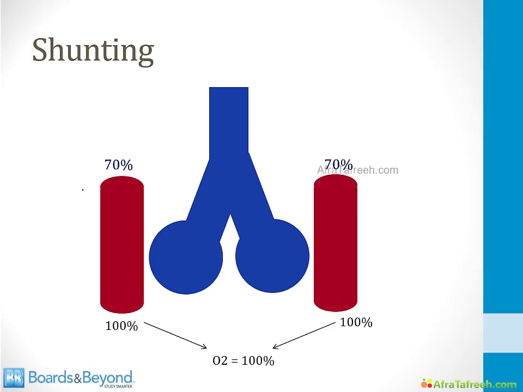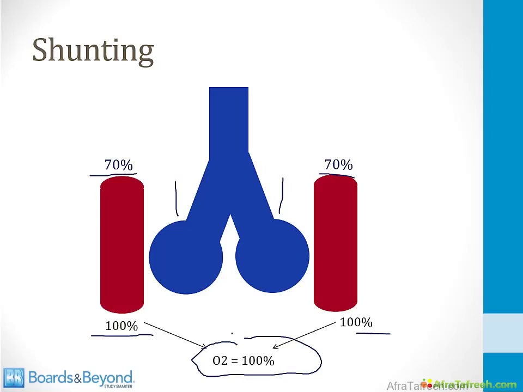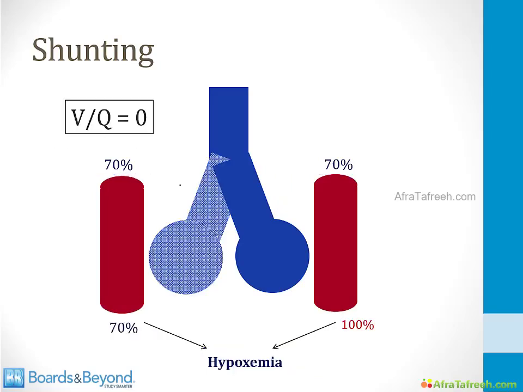So just to make shunting very clear, let's imagine that we have a system with two alveoli, one here and one here, both drawn in blue, and there is a pulmonary capillary with blood flowing past each alveolus. On the left, blood enters the pulmonary capillary desaturated. This is venous blood that's only 70% saturated with oxygen, but after it passes through the alveolus, it becomes fully saturated. Same thing happens on the other side, and when the two streams mix, we have fully saturated blood in the arterial system.